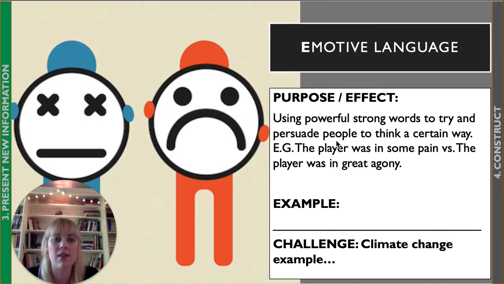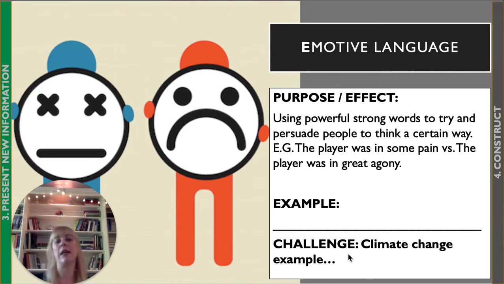For example, "the player was in some pain" doesn't really dramatise the emotion for the audience to really understand what they're trying to say, whereas "the player was in great agony", that use of an emotive word like agony, allows us to really feel the full extent to which the player is affected by the emotion. Okay, so give yourself now an example of emotive language. I'm sure you can come up with a more creative one than the football themed one I've used there.